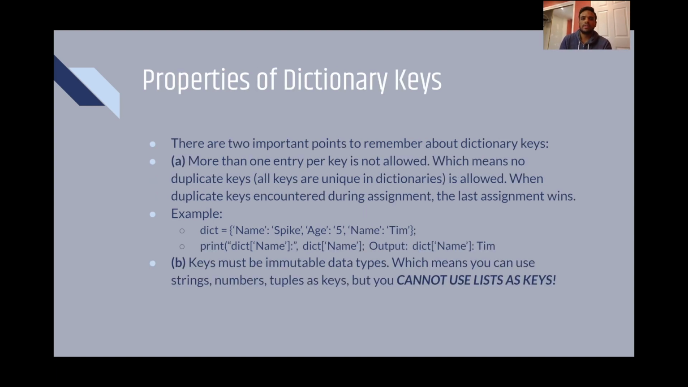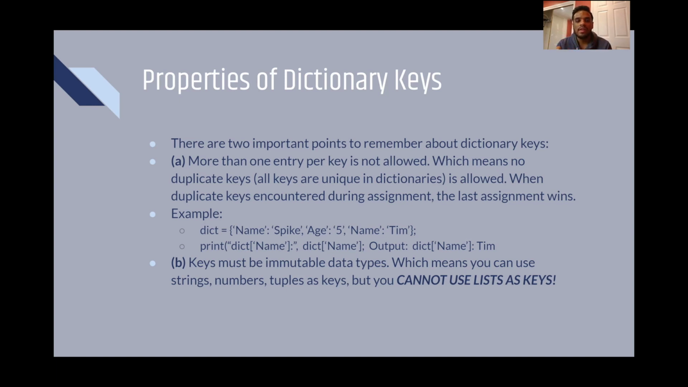And finally, the last slide, properties of dictionary keys. This is just a refresher slide, but it's very important for you to know this. There are two important points to remember about dictionary keys. A, more than one entry per dictionary key is not allowed, which means no duplicate keys. All keys in a dictionary are unique.